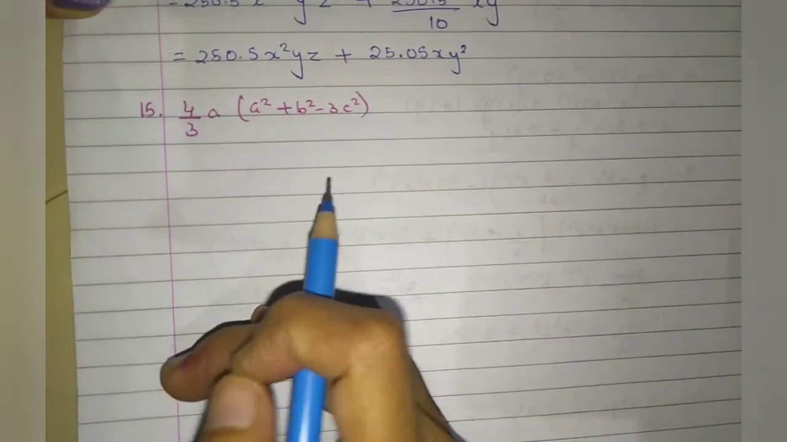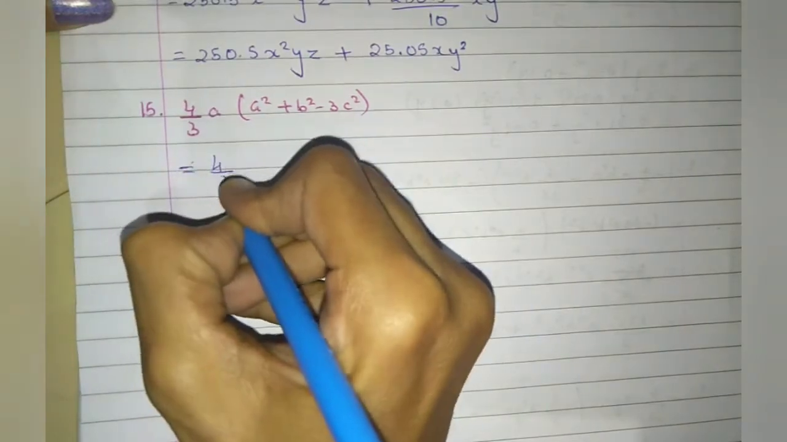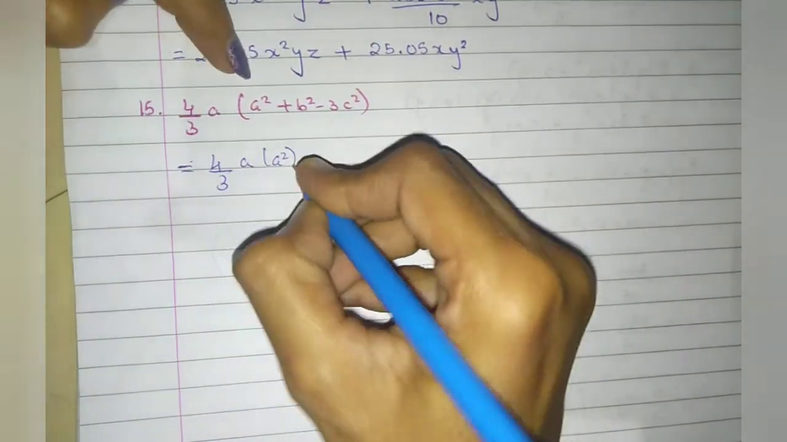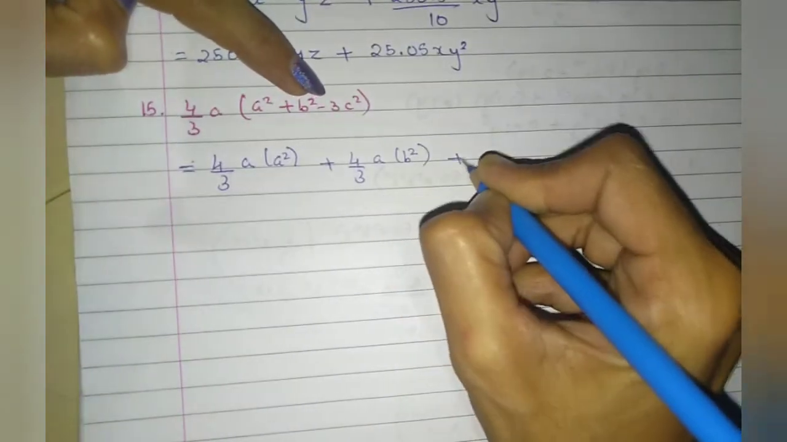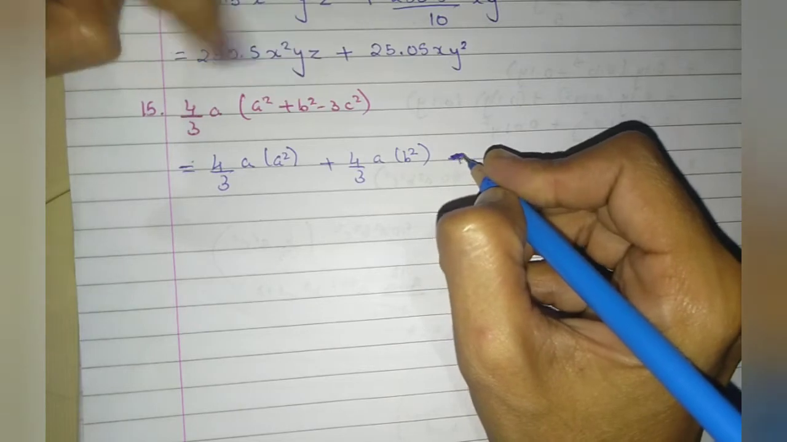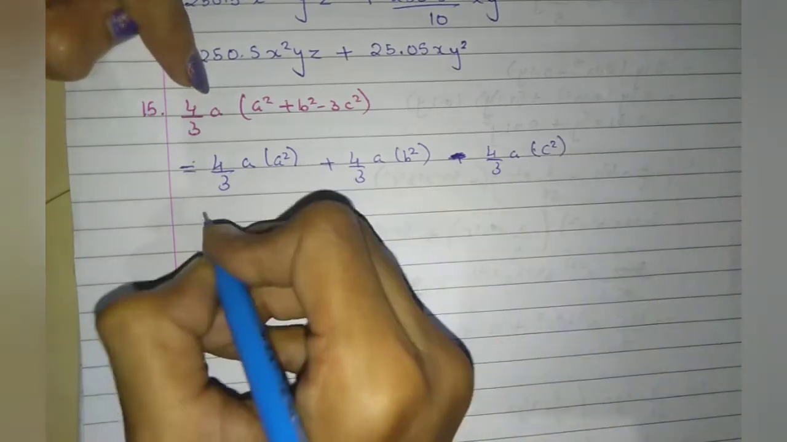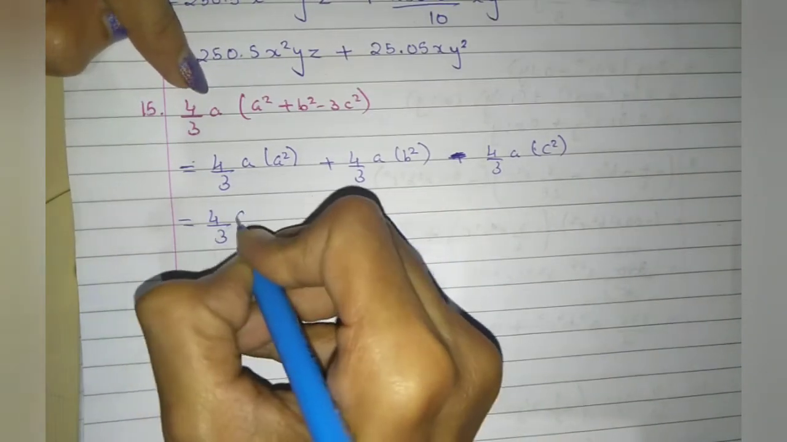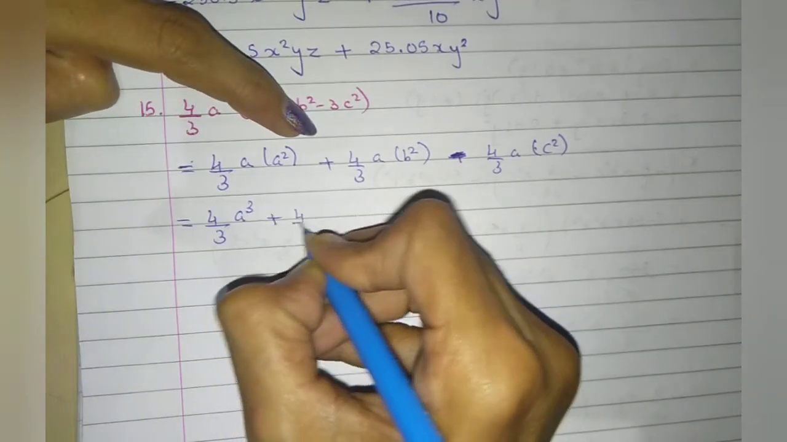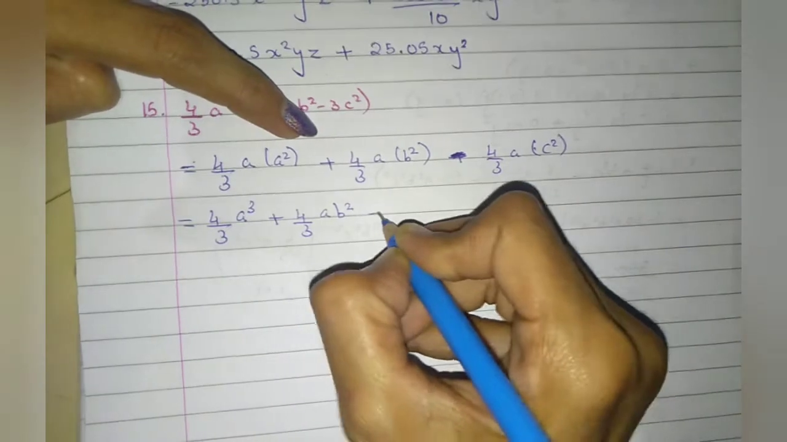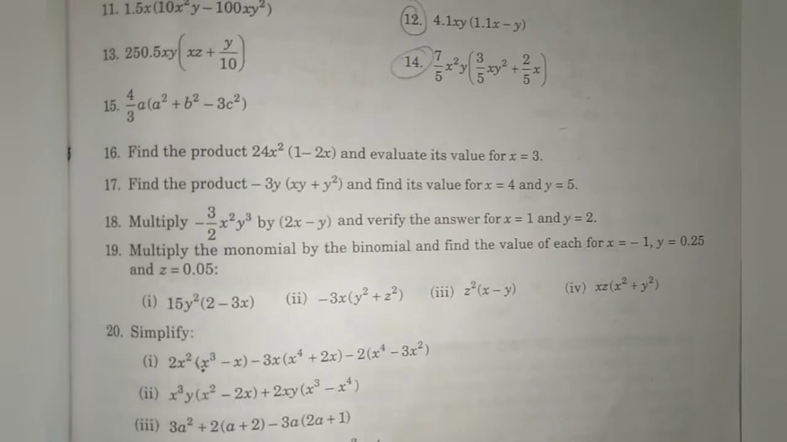15th one, 4 upon 3a into (a² plus b² minus c²), which is equal to 4 upon 3a into a² plus 4 upon 3a into b² plus minus, here minus is there, minus 4 upon 3a into c². So the answer is 4 upon 3a, multiplication, so 2 plus 1 is 3, a³ plus 4 upon 3a b² minus 4 upon 3a c² is the answer.